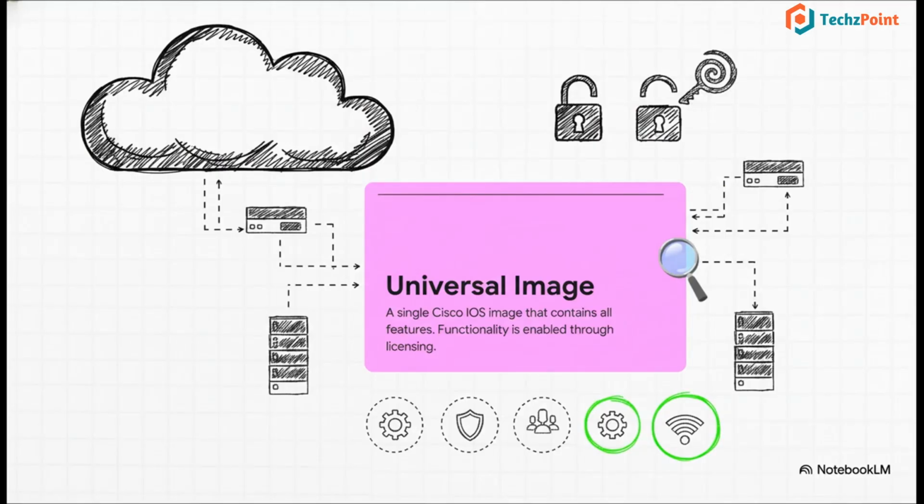So here's the absolute key takeaway. A universal image has all the features already baked in. You're not installing new software to get new powers. You're just unlocking them. You're activating what's already there with a license. And this, as you can imagine, makes managing a network way simpler.